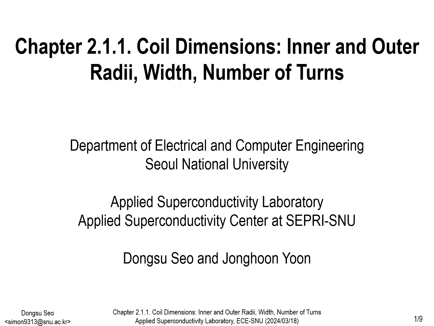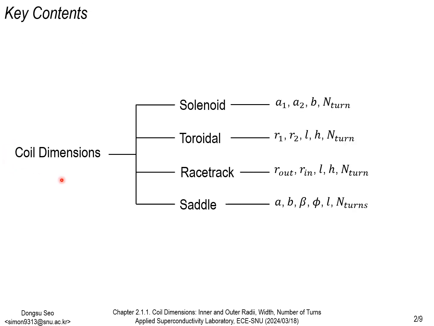Today we will learn about the coil dimensions and discuss their inner and outer radius, width, and number of turns. This lecture will discuss the coil dimensions of the four geometries of superconducting coils: solenoid, toroidal, racetrack, and saddle. These coil dimensions are similar, but each geometry has different parameters.